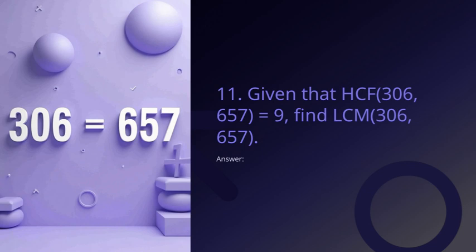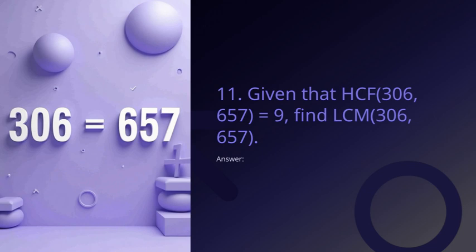One key point to note is that there's a direct relationship between HCF and LCM for any two numbers. Specifically, the product of the two numbers equals the product of their HCF and LCM. So, in mathematical terms, we can write 306 multiplied by 657 equals HCF of 306 and 657 times the LCM of 306 and 657. Since we already know the HCF is 9, we can substitute that into our equation. That means 306 times 657 equals 9 times the LCM.